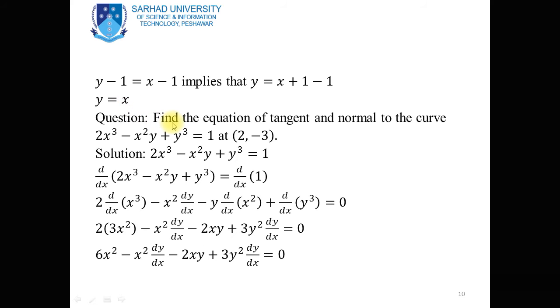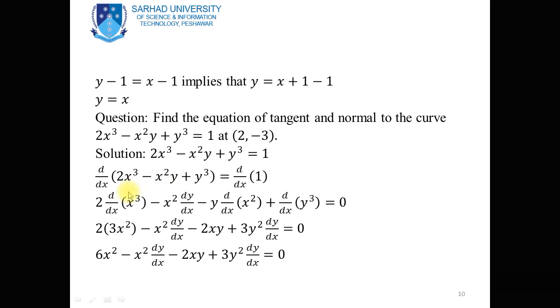Now another problem for practice: find the equation of tangent and normal line to the curve 2x cube minus x square y plus y cube is equal to 1 at the point (2, minus 3). So for the equation of tangent line, first of all calculate the implicit differentiation of this implicit function at this point (2, minus 3). This will be the slope of the tangent line.